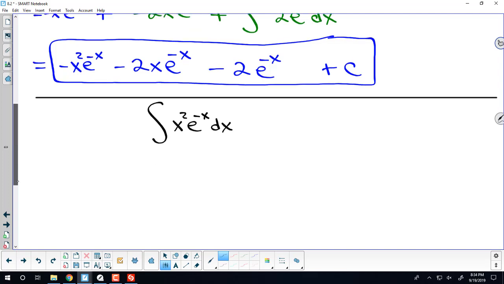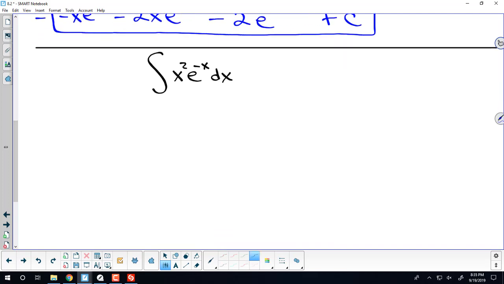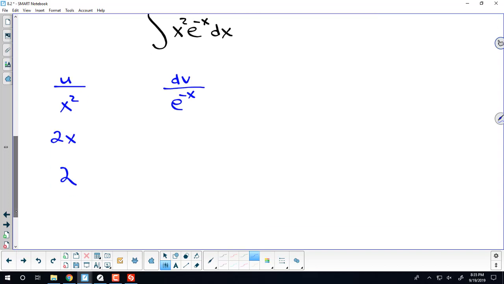The identification starts out the same. Our u was x squared, and our dv was e to the negative x. In the left column, we take derivatives. So again, that's 2x, 2, and 0. Remember to alternate their signs, positive, negative, and so forth. And then in the right column, we find the antiderivatives.